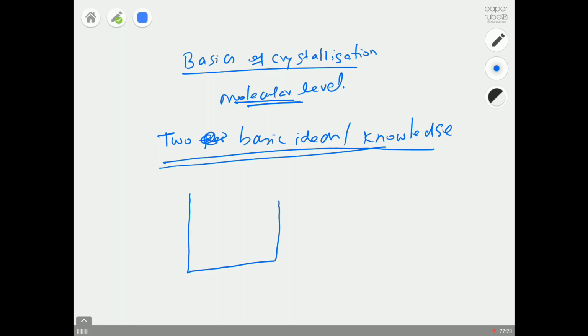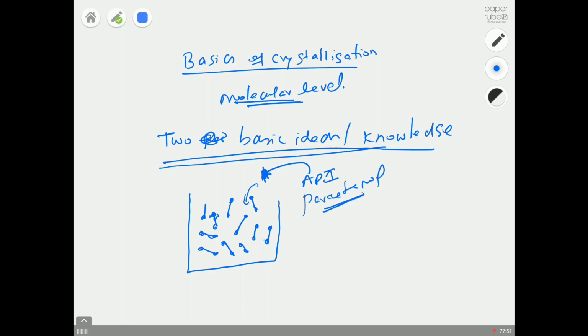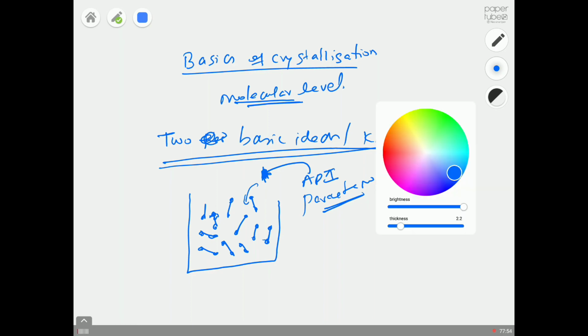If you have an undersaturated solution, you just imagine, let's use this green. These are your solvent molecules. Have these solvent molecules, and then you suddenly add some of your API compound, say paracetamol, for example. So they will dissolve, and these are your paracetamol compounds, red color ones.